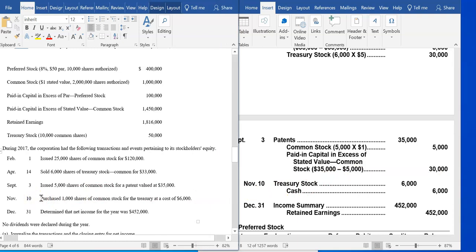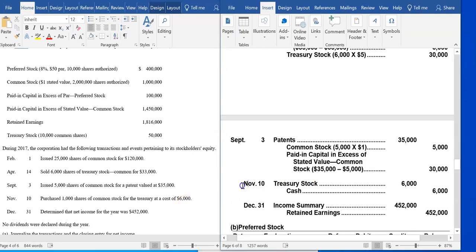On November 10th, we purchased 1,000 shares of common stock for the treasury at a cost of $6,000. So now we are buying back some common stock off of the market. We record it as a debit into the treasury stock account for whatever price we pay for it. We bought it for $6,000, so we increase the treasury stock account with a debit. Remember, it has a debit balance because it kind of is an opposite effect on owner's equity. It decreases owner's equity, and we credit cash.